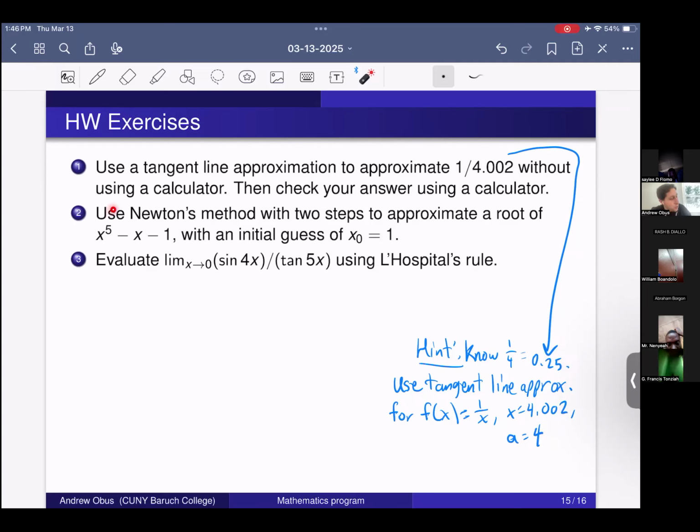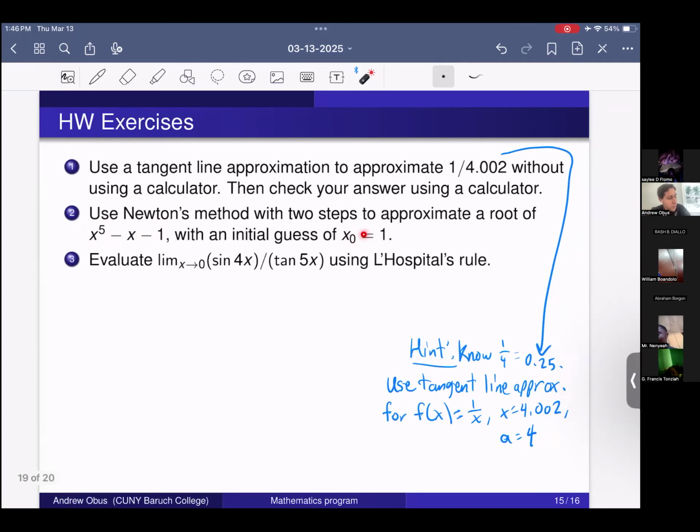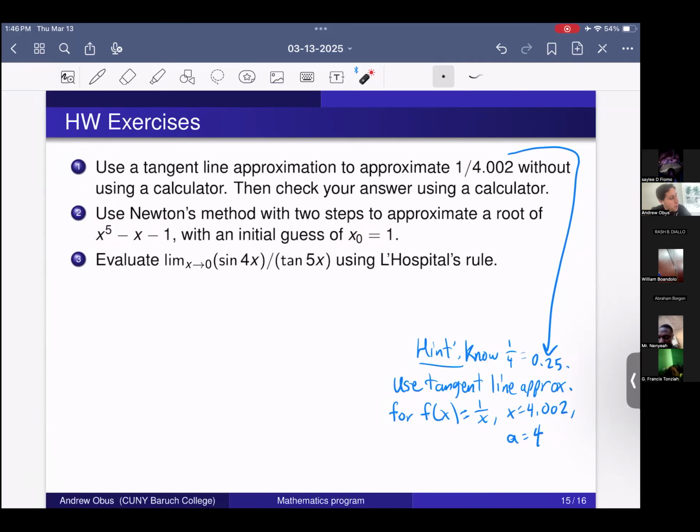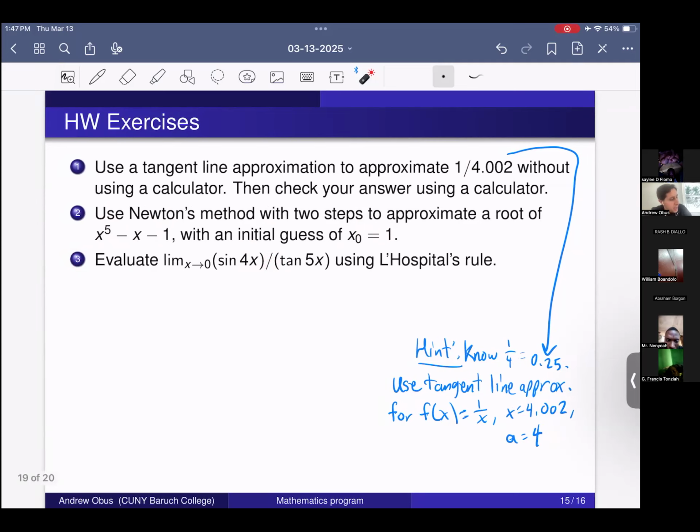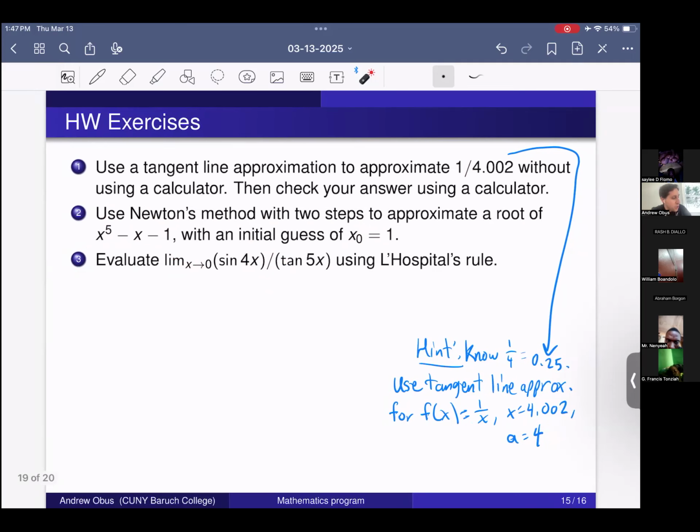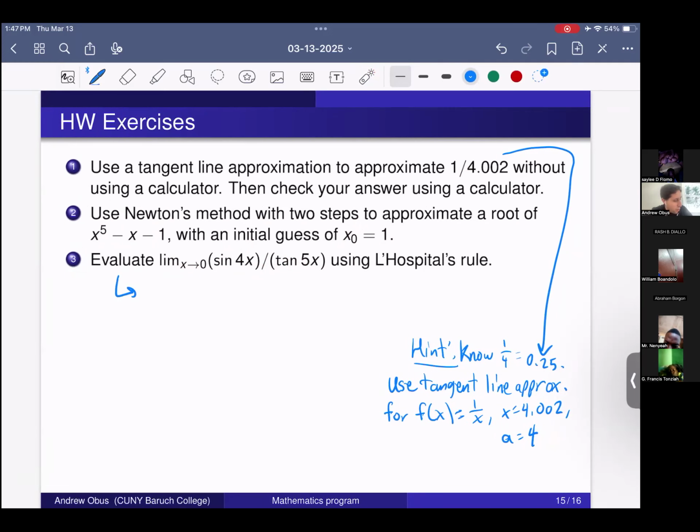Number 2, use Newton's method with 2 steps to approximate a root of x to the 5th minus x minus 1, where you start with an initial guess of x0 equals 1. And number 3, and this is a limit that you probably couldn't do before, but becomes much easier with L'Hopital's rule, is evaluate the limit as x goes to 0 of sine of 4x divided by tangent of 5x using L'Hopital's rule.